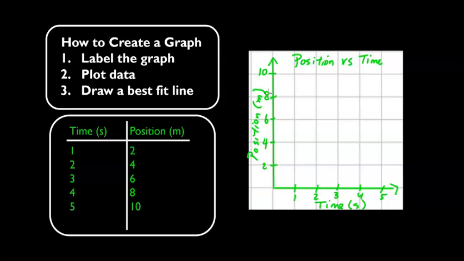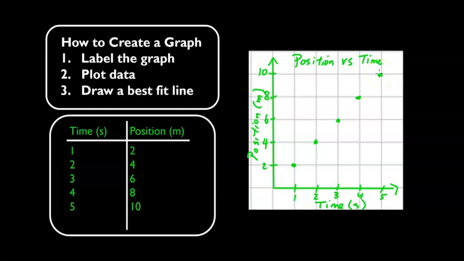The next step will be to plot the data. And at time 1 second, the position is 2. At time 2 seconds, the position is 4. At 3, it's 6. At 4, it's 8. And at 5, it is 10.